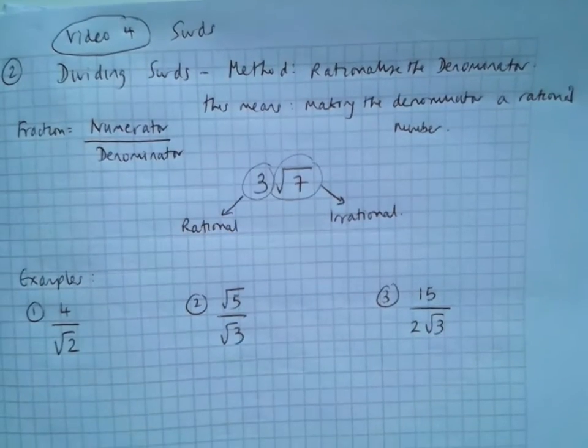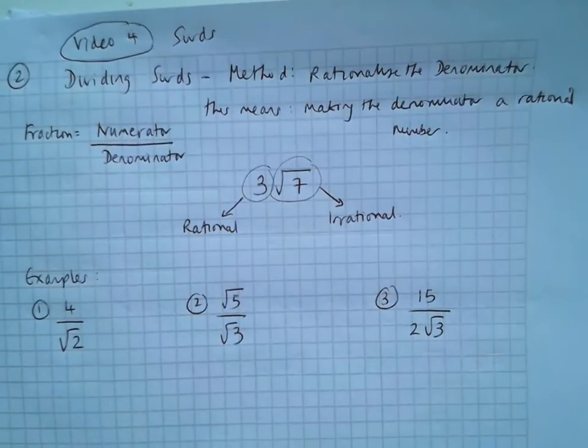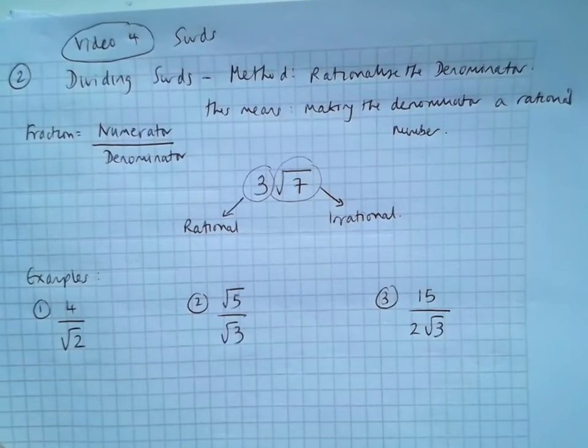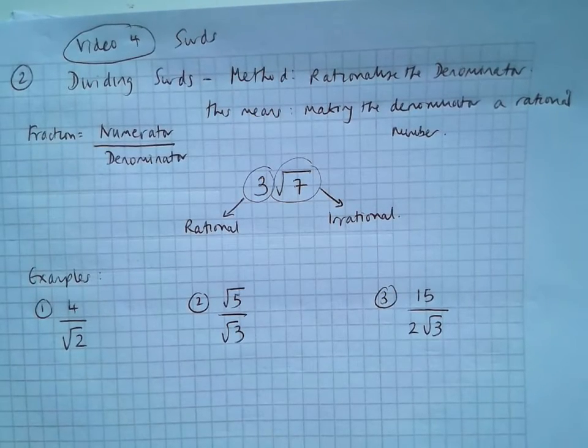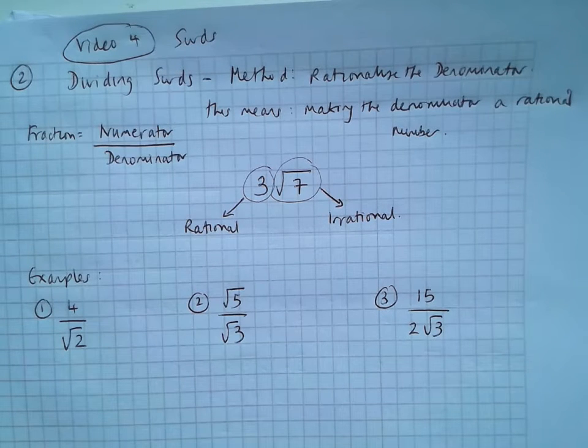This video is about dividing surds. The method that we'll use to divide surds takes a lesson that we've learned in a previous video about what happens when we multiply a surd by itself, and we use that fact that we get a whole number, or a rational number, when we multiply a surd by itself. We get a rational number. We use that fact to divide surds.